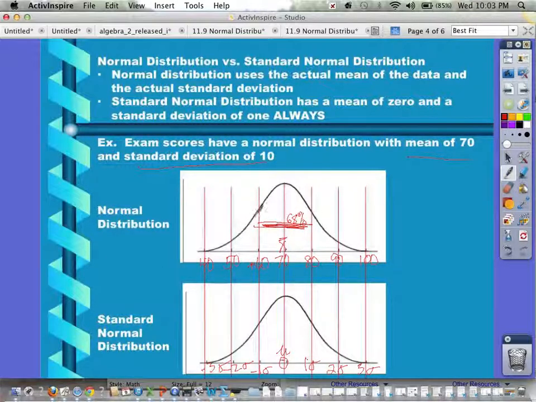All right, so this is the normal with your actual numbers, and this is your standard normal with just deviations and 0 as your mean. Okay, mostly you'll be working with normal.